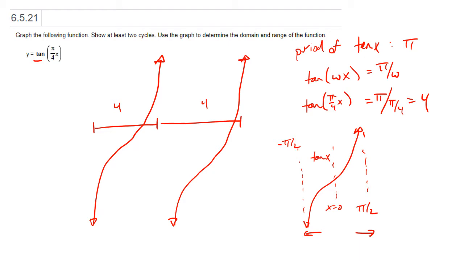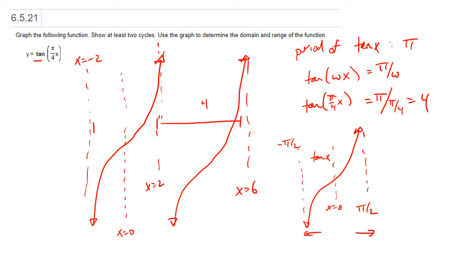So we still want this first period to be symmetric across x equals 0, but its total width is 4. So that means this asymptote is going to be x equals -2, and this asymptote is going to be x equals 2. That's how I get a total width of 4 symmetric around x equals 0. If that width is 4, and this asymptote is x equals 2, then this one is x equals 6.